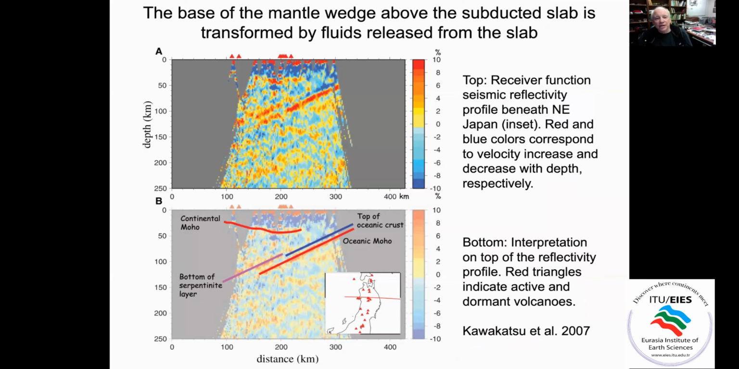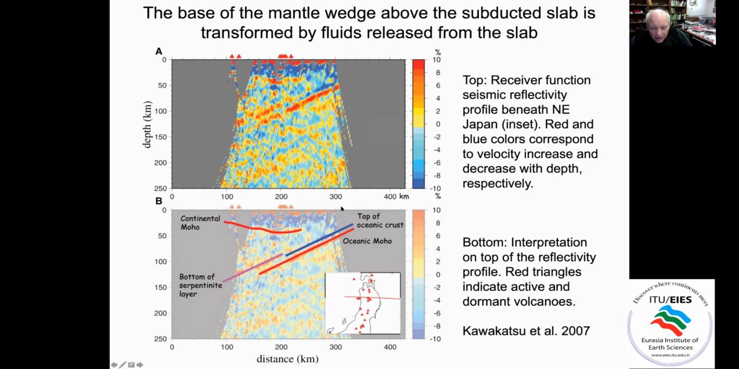All right, so we can see some of these things with seismicity. Japan is beautifully instrumented with a wonderful subduction zone, or a terrible subduction zone, your choice. And these are receiver function seismic reflectivities beneath Northeast Japan. These are volcanoes, the magmatic front, and you see these very striking changes in velocity. Here it's fast, here it's slow, here it's fast again.